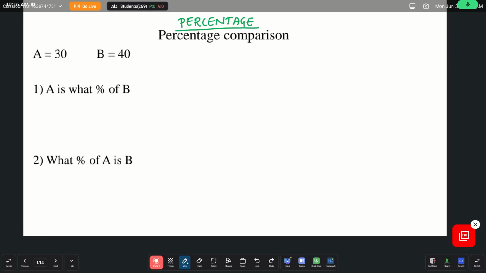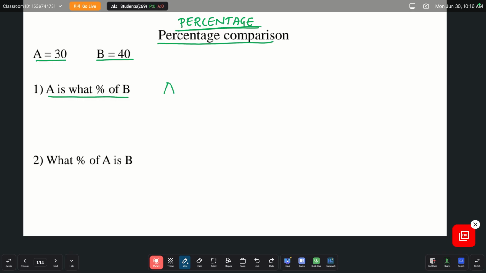Hello friends, today our topic is percentage. In this percentage, we are discussing percentage comparison. Where A equal to 30, B equal to 40. So the question is, A is what percent of B?